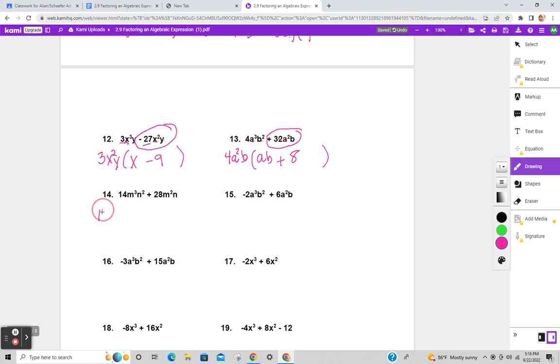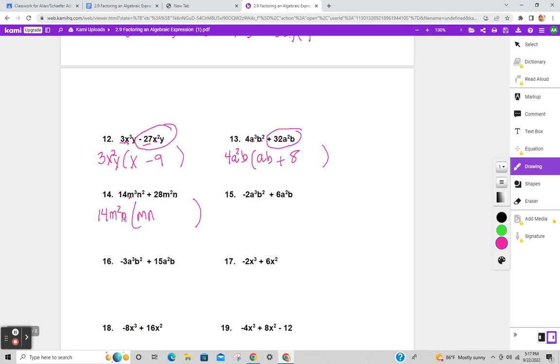Number 14, we'll factor out a 14, m squared n. That's our greatest common factor. Because 14 divides both 14 and 28, m squared will divide m cubed and m squared, and n will divide n and n squared. So 14m squared n times what will give us this term back? Well, we just need one factor of m because we have everything. We need one factor of m, and we also need one factor of n because we have n to the first here. Here we have n to the second, so we're going to need another factor of n.